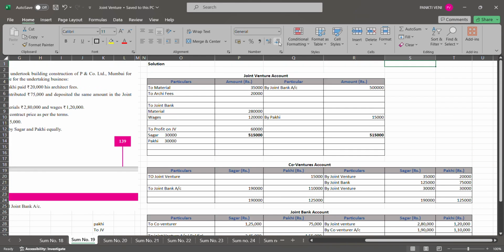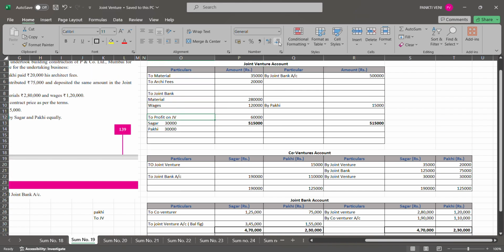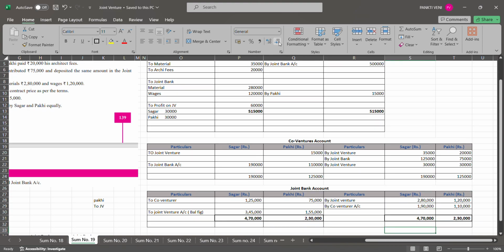I hope you are comfortable with this sum. So what we did, we went for posting. We completed posting between joint venture, co-venturer and joint bank account. First, we totaled up our joint venture account. Whatever was the profit, we transferred to the co-venturer account. From co-venturer, we transferred the balance part, 1 lakh 90 and 1 lakh 10,000, and after that we got our balancing figure, that is 5 lakh rupees, the total amount which we have in our bank account. I hope you are comfortable with this lecture. Thank you.